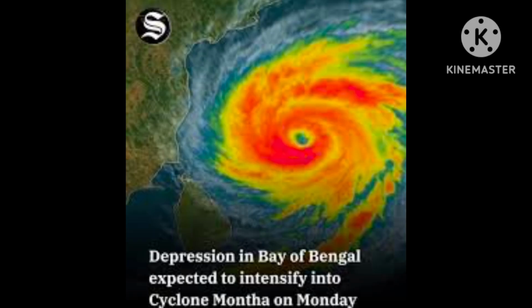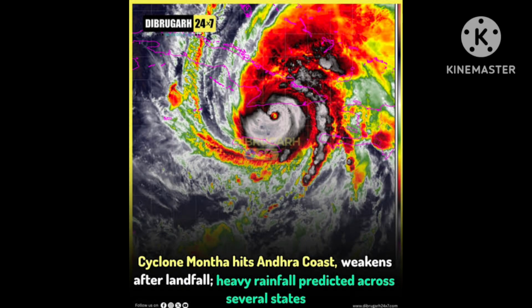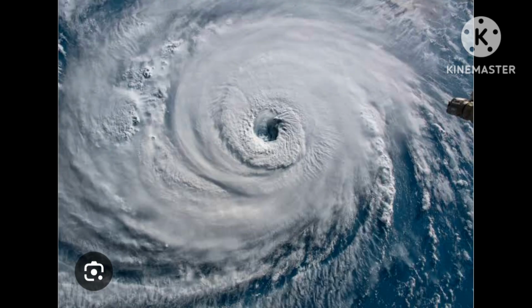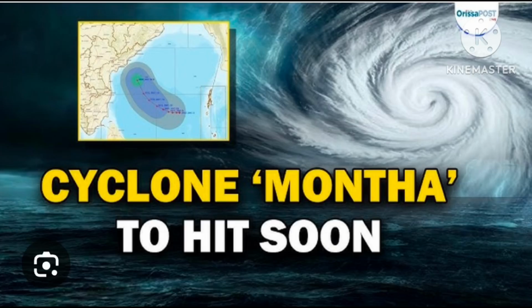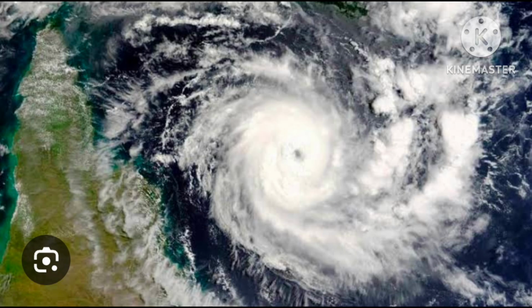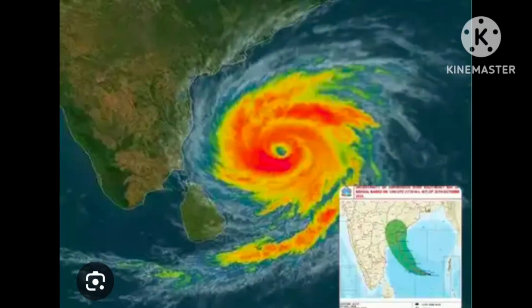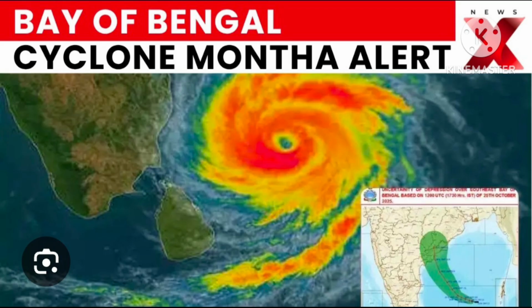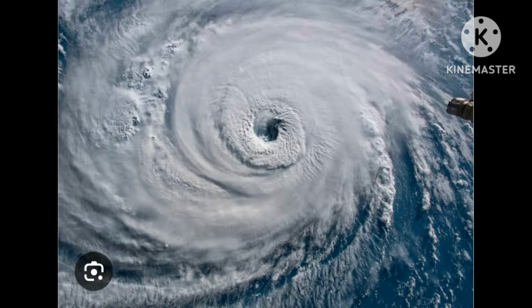why the name Cyclone Montha was provided by Thailand. We have taken a look at why the next cyclone will be named like that, the process of formation of a tropical cyclone, its features, the aspect of coastal flooding, the impact on life, the entire process of RSMC, the number of RSMCs, and the cyclonic seasons of India.